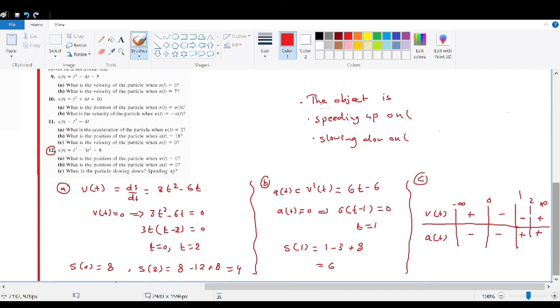So we conclude that the object is speeding up on the intervals from 0 to 1 and from 2 to infinity, and the object is slowing down on the interval from minus infinity to 0 and the interval from 1 to 2. The negative sign, of course, applies only if we allow the time to be negative.